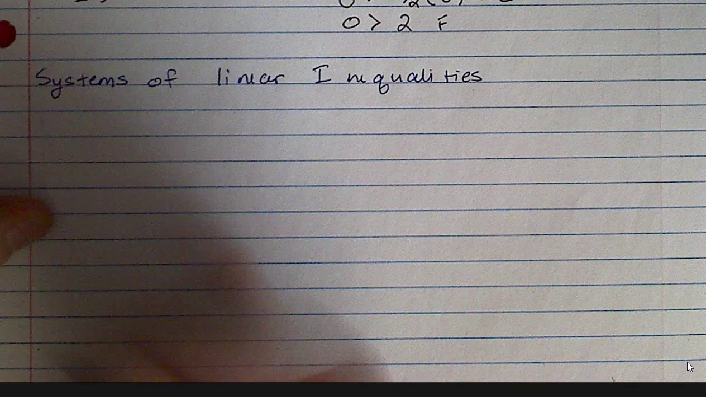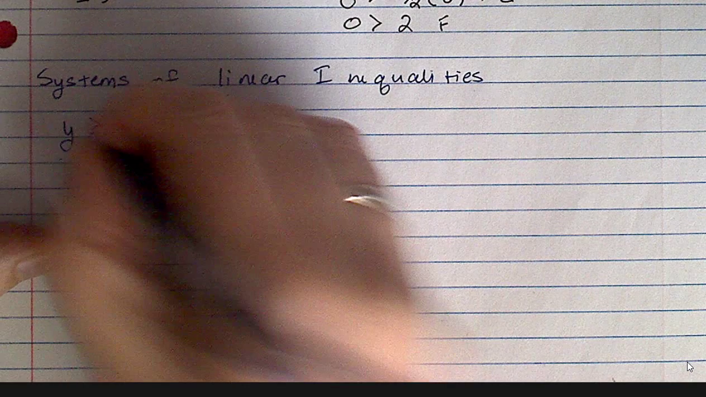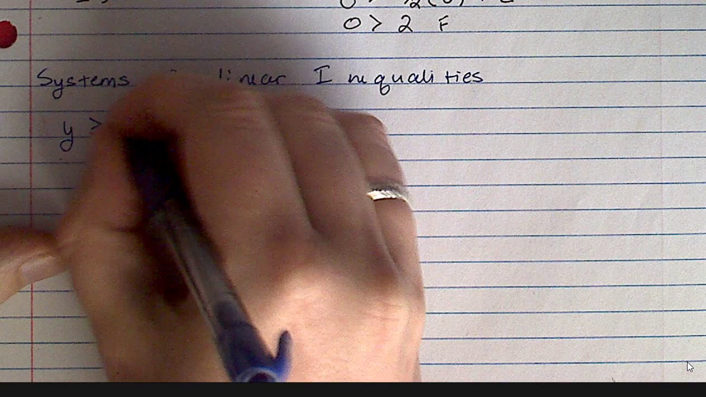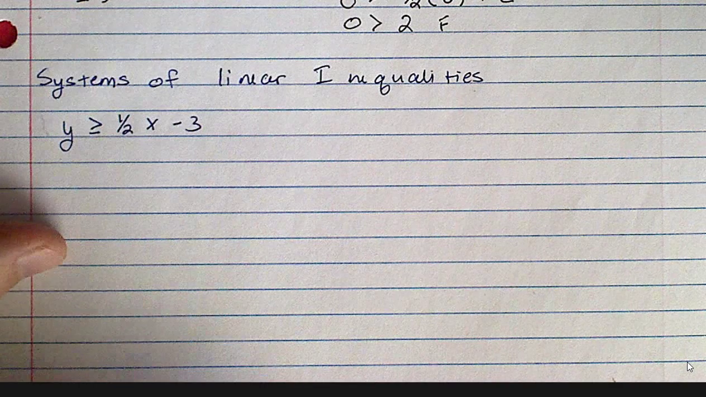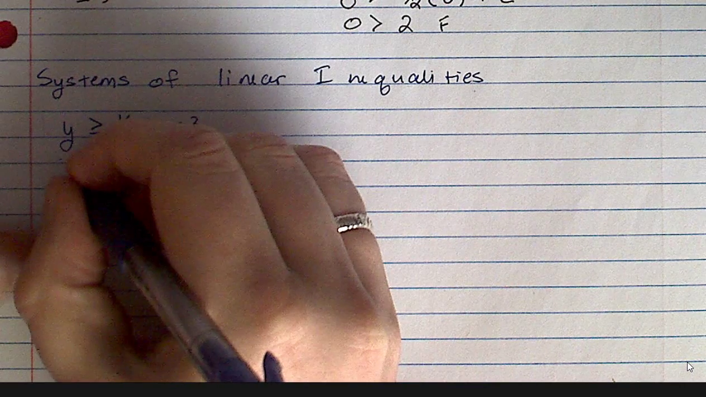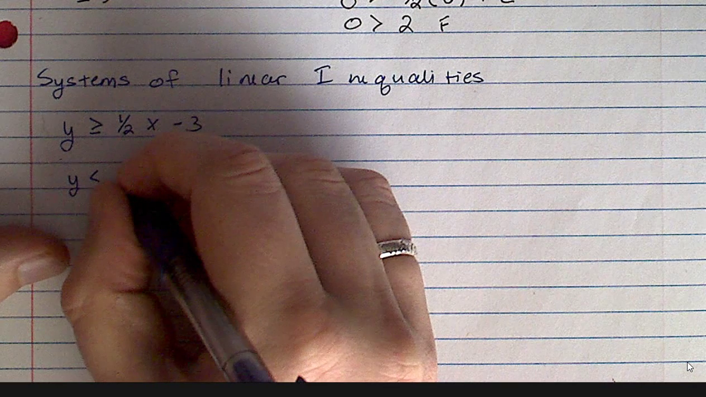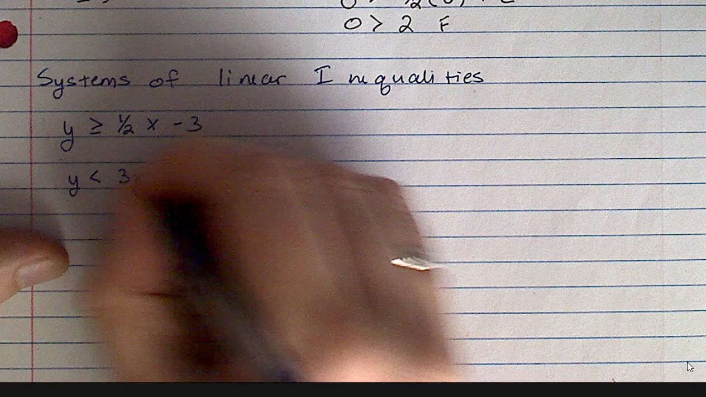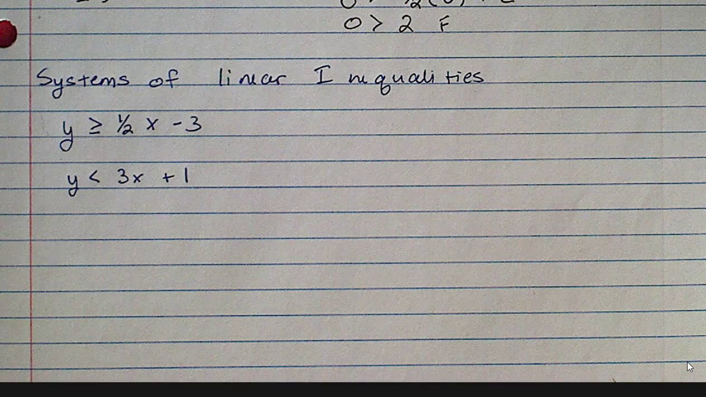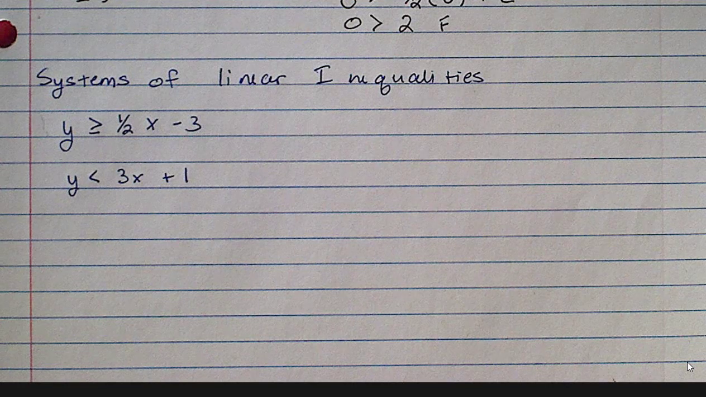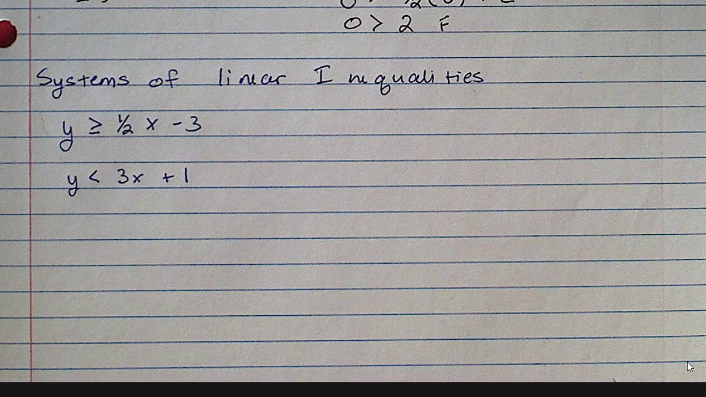Let's say that we have a problem that looks like y is greater than or equal to 1/2 x minus 3. And then another linear inequality would be, let's say, y is less than 3x plus 1. So we have two linear inequalities here. Now I'm just going to approach these one at a time, and I'm going to graph them both.